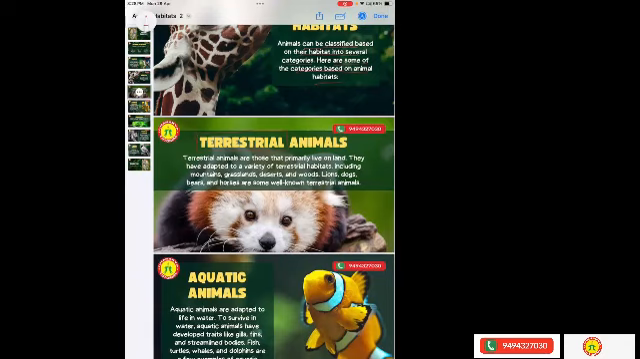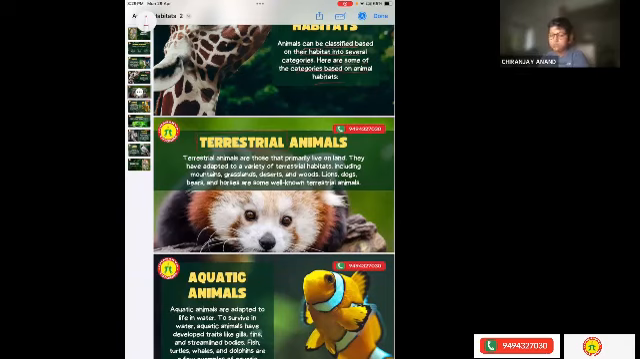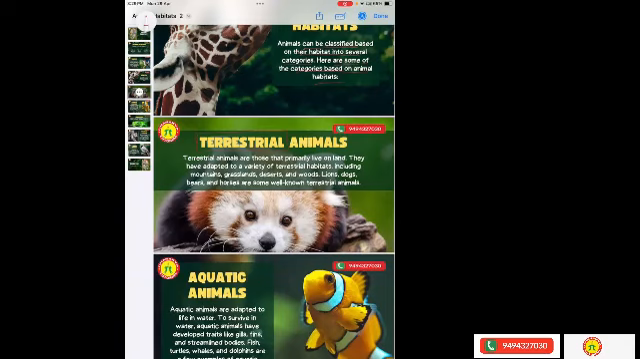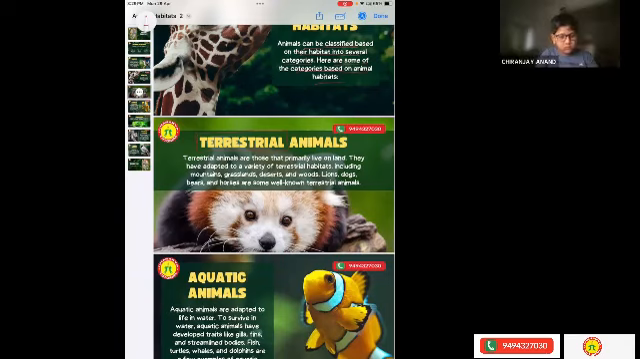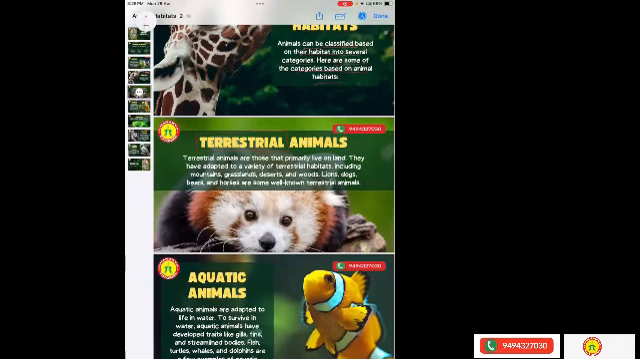Terrestrial animals are those that live on land, right? We humans also, where do we live? We live on the land. If I talk about the cow, buffalo, dog, they also live on the land. Those animals who live on the land are called terrestrial animals. Terrestrial animals are those that primarily live on land. They have adapted to a variety of terrestrial habitats. Their bodies have adapted in several ways, including to mountains, grasslands, deserts, and woods.